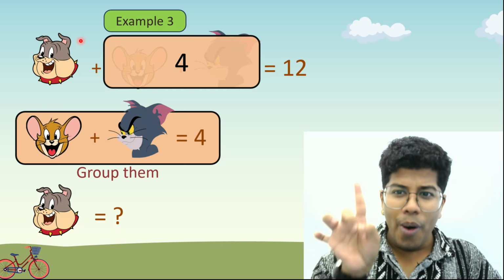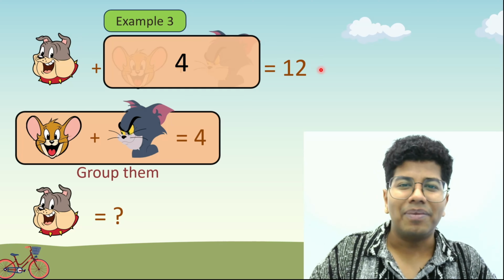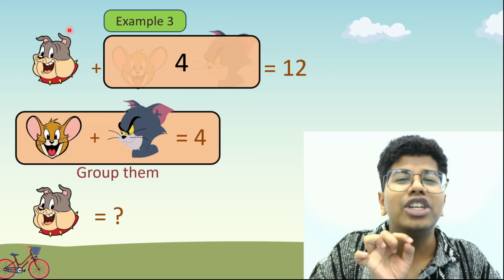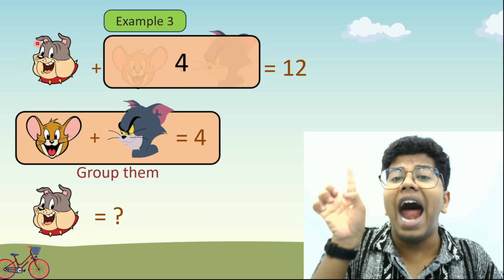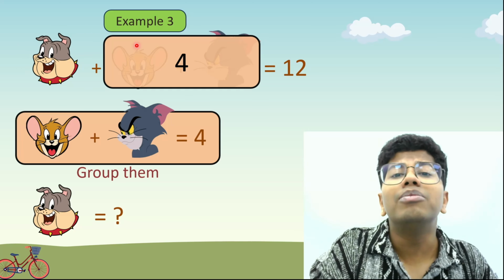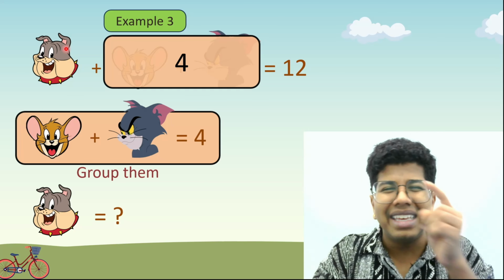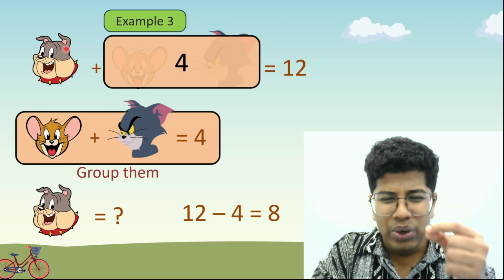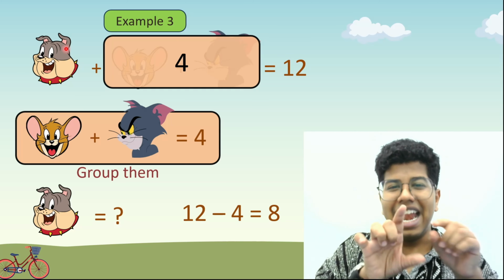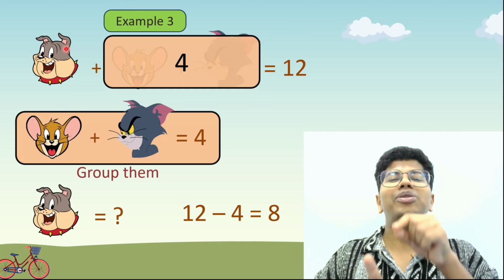Now, Doggo plus 4 is 12. This means how much did Doggo eat? Because when I add 4, then it becomes 12. So what should be the value of Doggo? It's the same thing that we did previously. That is 12 minus 4, which is 8. And here we can get the individual value.